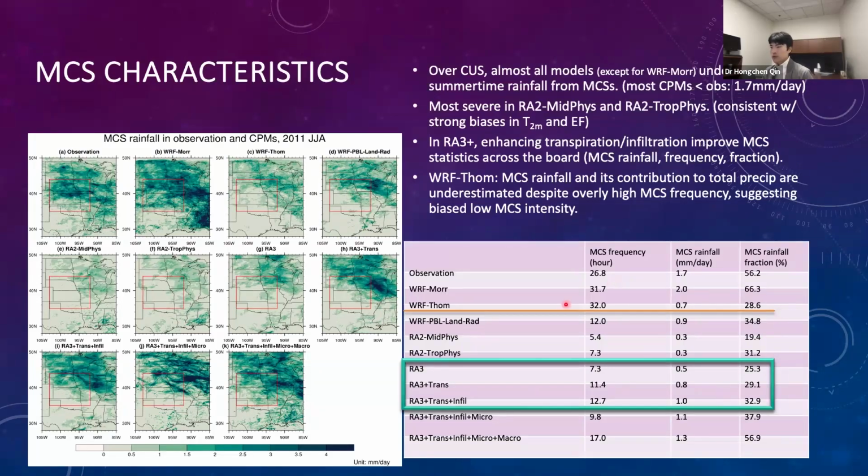In the WRF-Thompson simulation, MCS rainfall and its contribution to total precipitation are underestimated despite the high MCS frequency, suggesting that MCS intensity is biased low here.